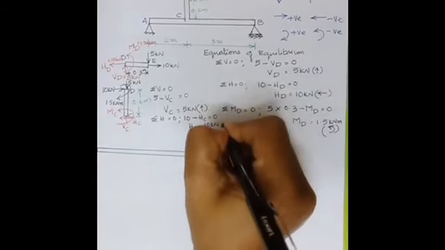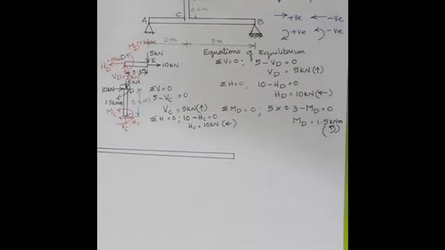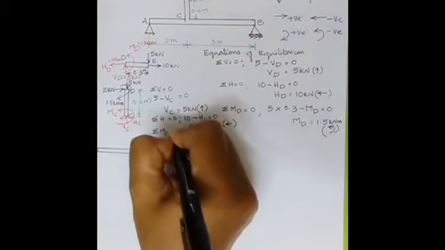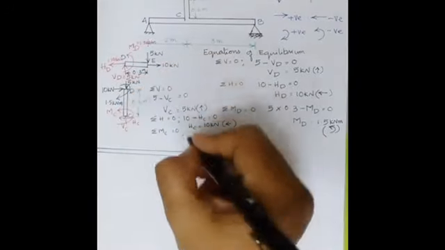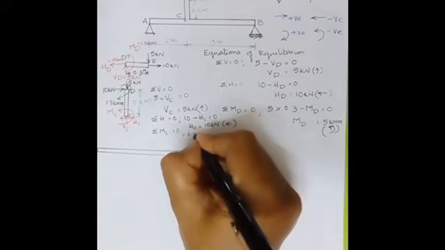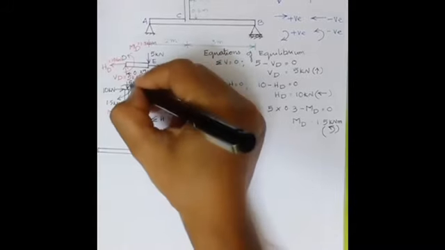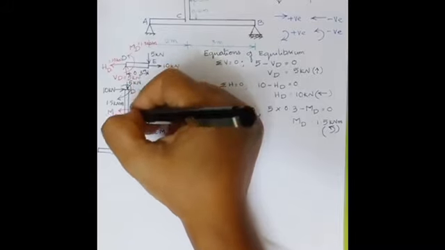You have got it as positive, so what we have assumed is correct, towards the left. Okay, now let us consider sigma M about C and write the equation. This 1.5 kilonewton meter is acting in the clockwise direction, so plus 1.5. What is the moment of 5 kilonewton about C? It is 0 because it is acting along C.